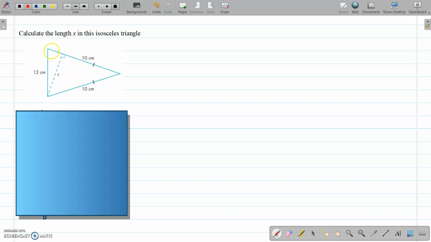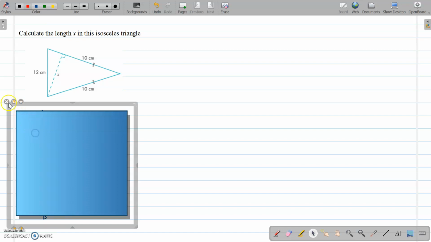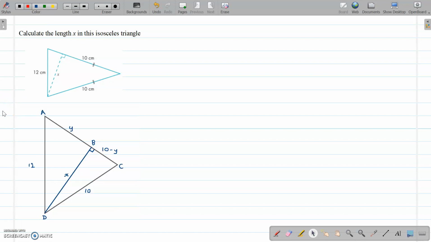before I start that, I'm going to notice that the diagram given isn't really to scale. In fact, these two lines of 10 appear to be longer than the line of 12 here. So to make it easier to understand the problem, I've decided to redraw it more to scale, and I've done that under here. There it is.